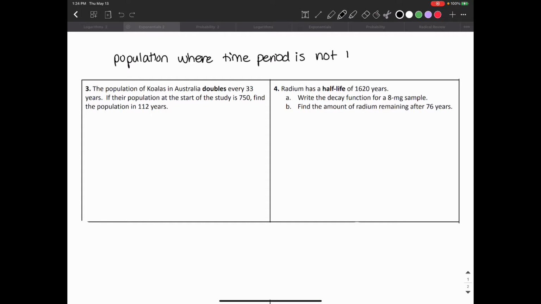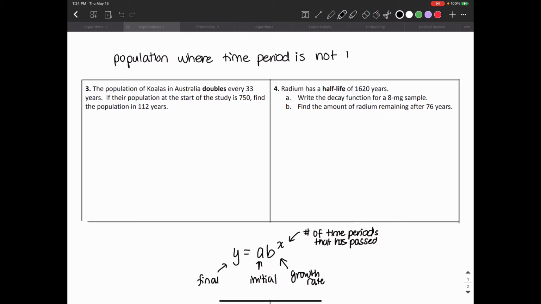In this video, I'm going to talk about exponential growth problems with population where the time period is not 1. When we do population problems for exponential growth, we use the formula y is equal to a times b to the x power. Y is the final amount, a is the initial amount, b is the growth rate, and x is, importantly, the number of time periods that have passed by. Not the amount of time that has passed by, but the number of time periods that has passed by.